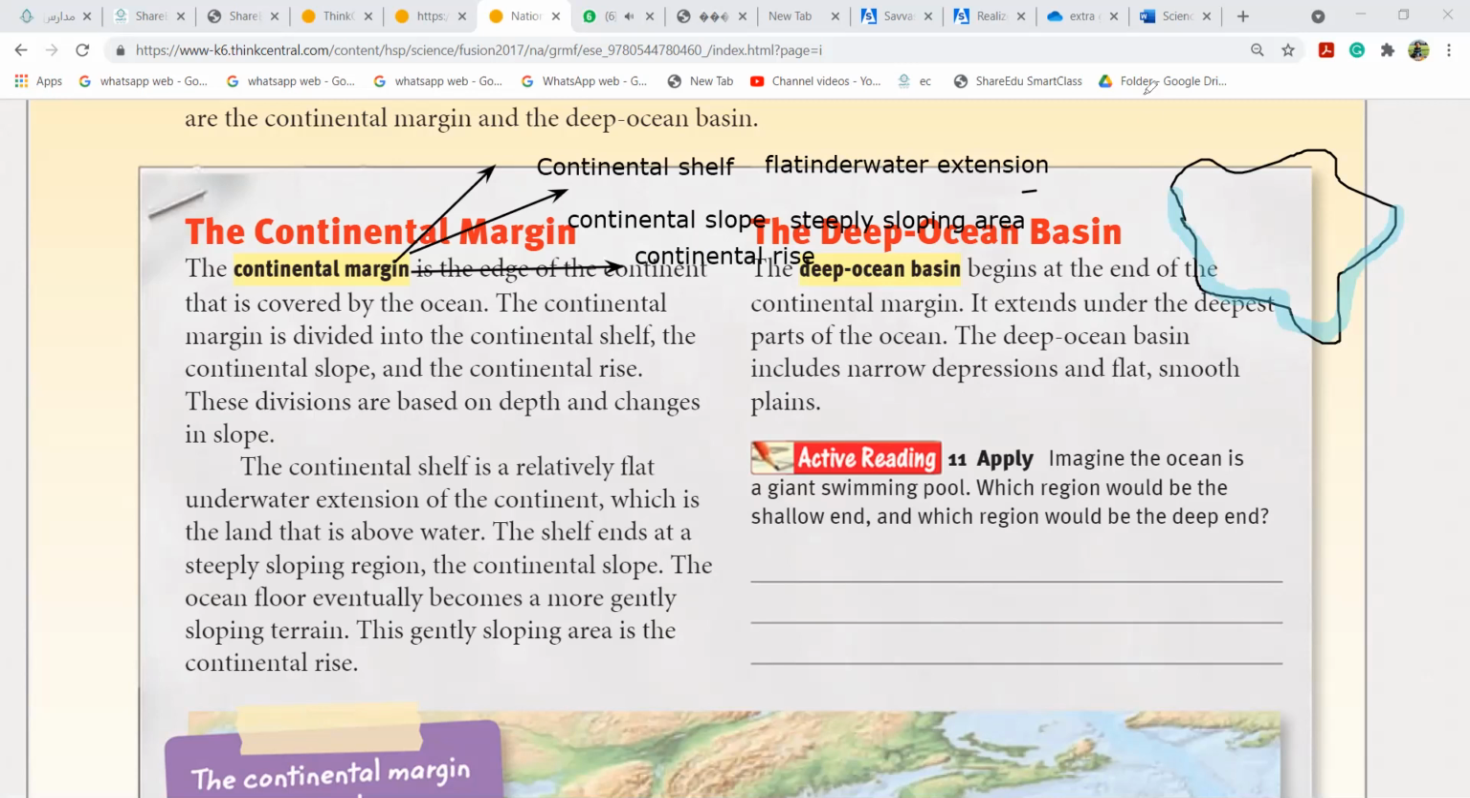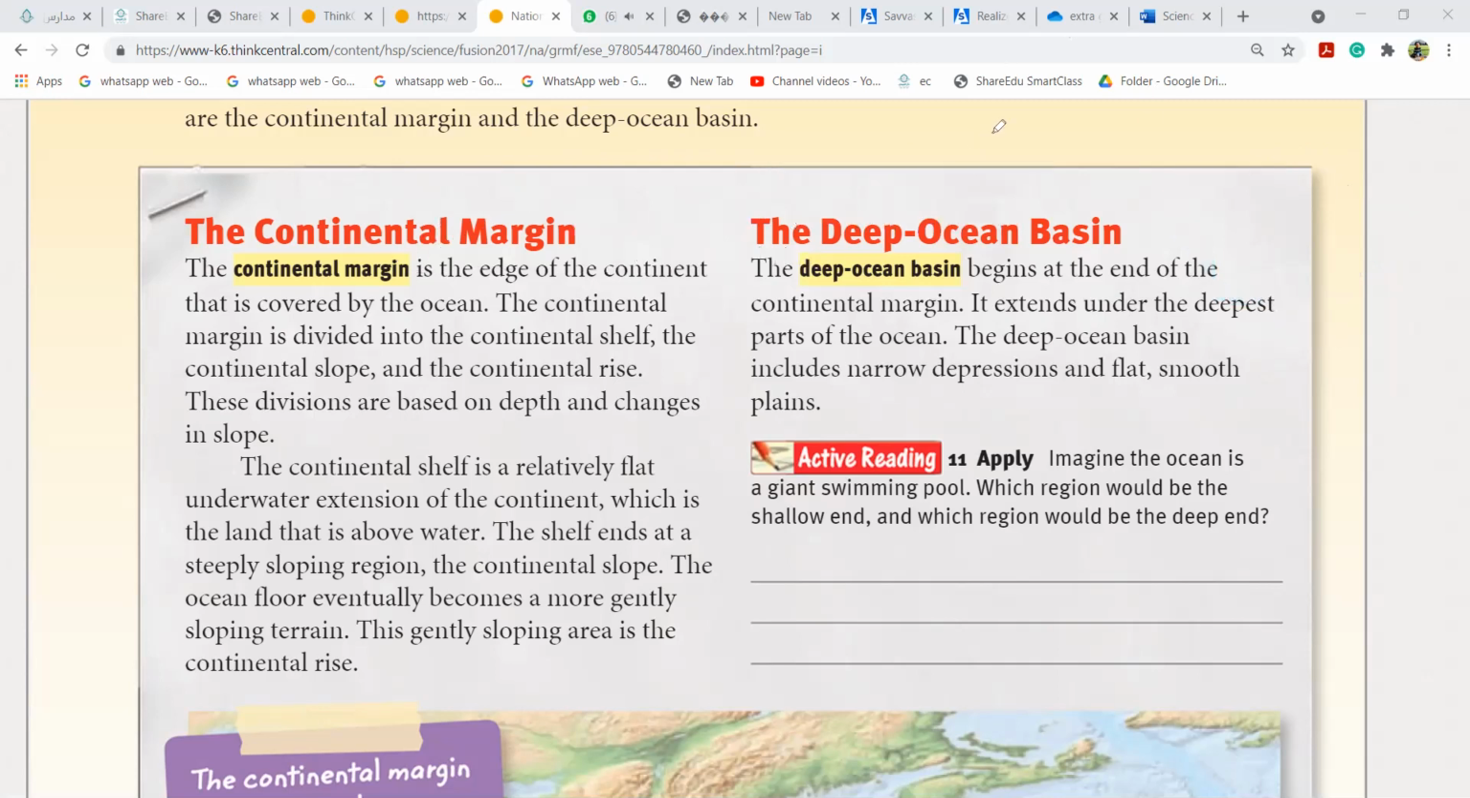Now, the deep ocean basin begins at the end of the continental margin. As soon as the continental margin is finished, we know the deep ocean basin. It's very deep. That part starts very deep and extends under the deepest part of the ocean. The deep ocean basin includes narrow depressions and flat, smooth plains.